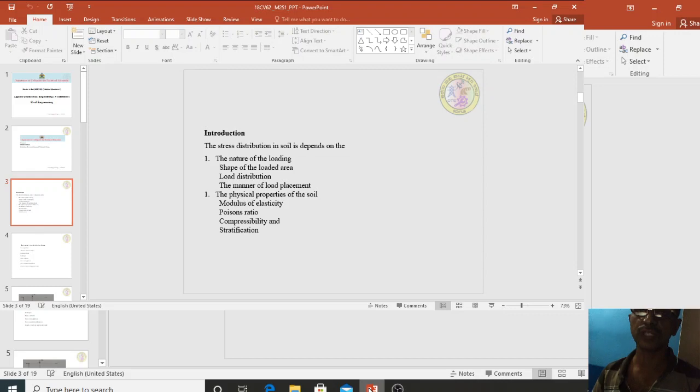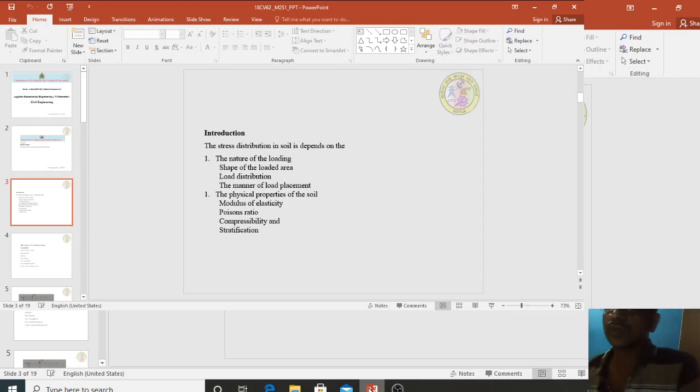Stress distribution in soil depends on several factors. If I take this as a footing and this as a column, the load is transferred from column to footing and from footing to the soil in an isobar type pattern. A line joining points of equal stress is called an isobar.